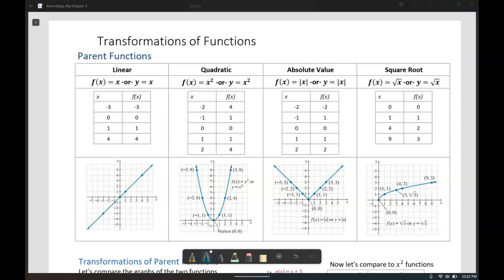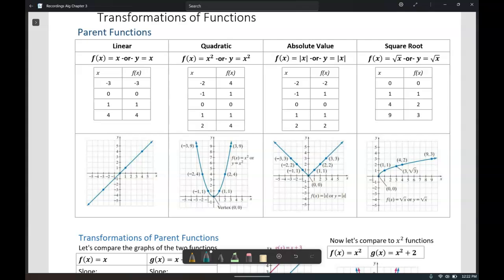So we have 4 of our common parent functions that we are going to be using. We've been dealing with linear and quadratic. In function notation, we have f of x equals x, or the equation y equals x. And we can plot these ordered pairs. We can find some x values, we get our outputs, and we have this straight line.